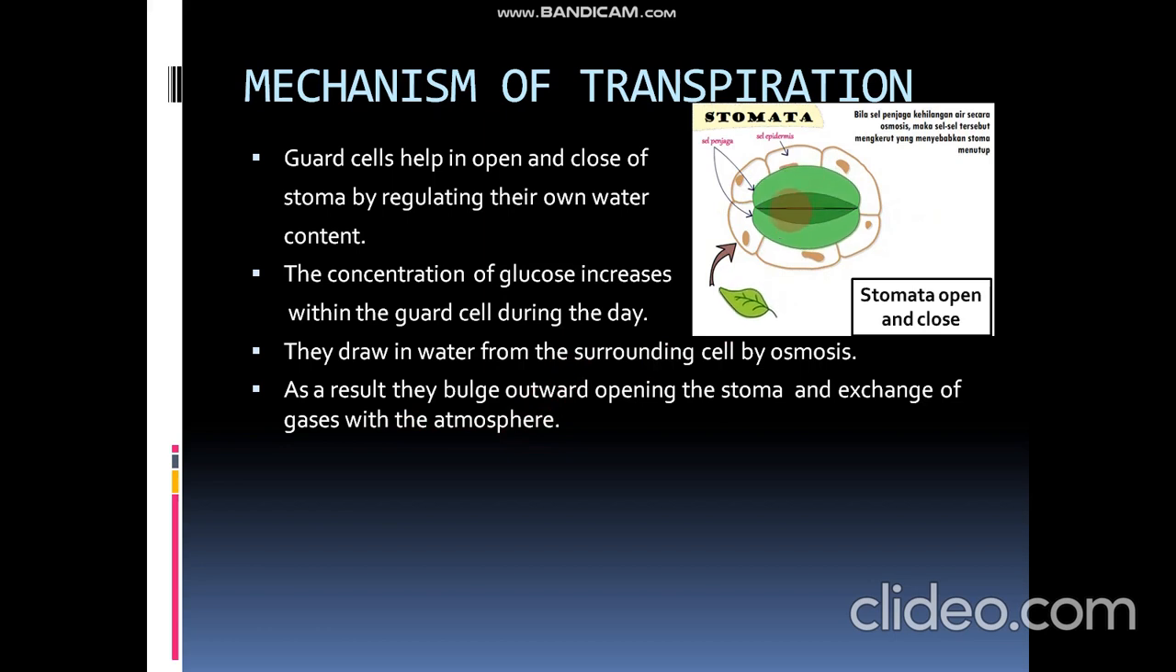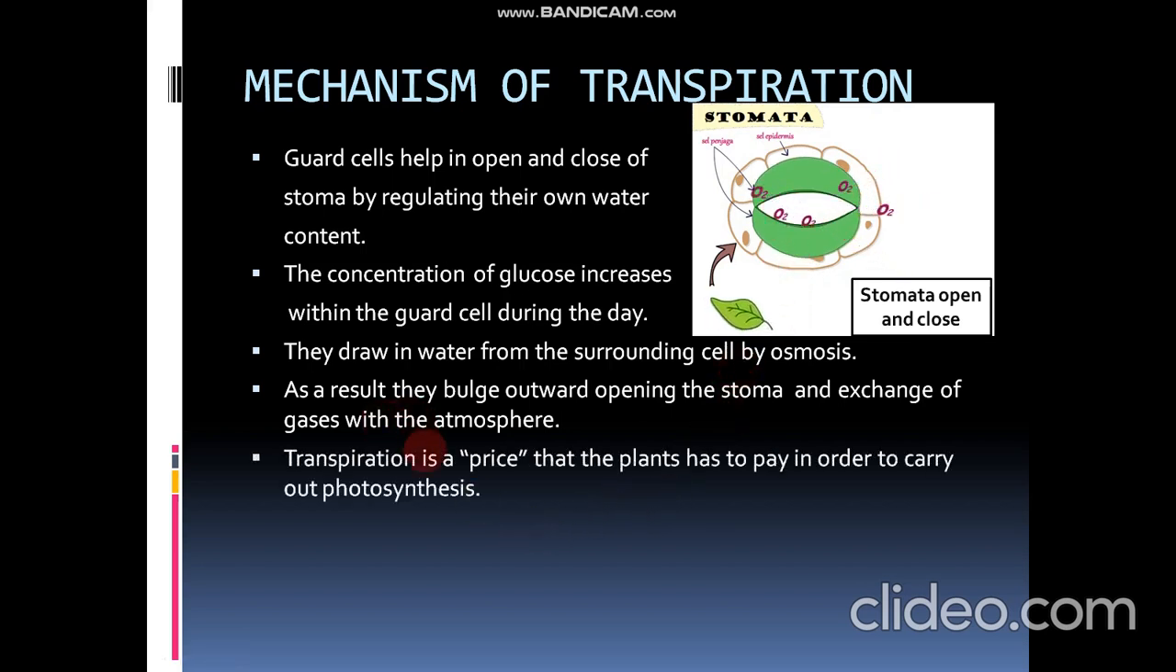What is exchanged here? Absorbing carbon dioxide and releasing oxygen, because during photosynthesis the requirement of carbon dioxide is absorbed through the stomata. Transpiration is a price that the plants have to pay in order to carry out photosynthesis. During photosynthesis the stomata will be open. Whenever it's open, carbon dioxide enters, and this carbon dioxide is the provider of carbon during photosynthesis. So it's one of the prices plants pay.